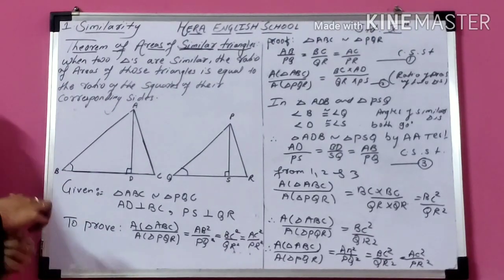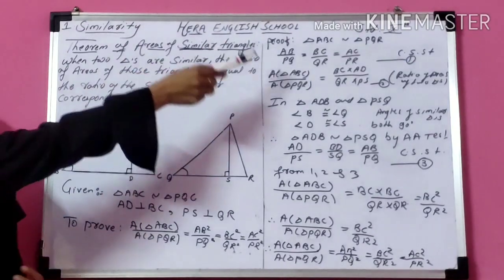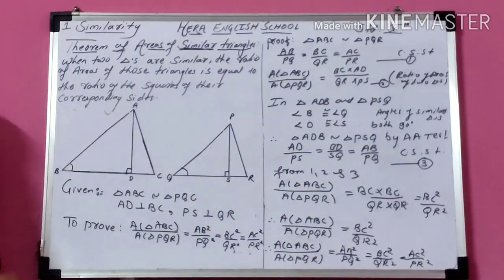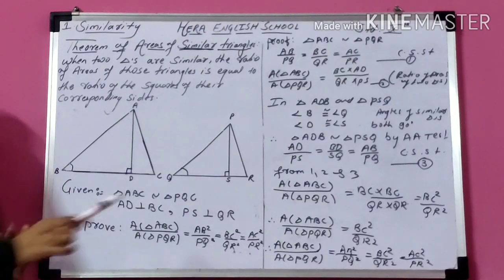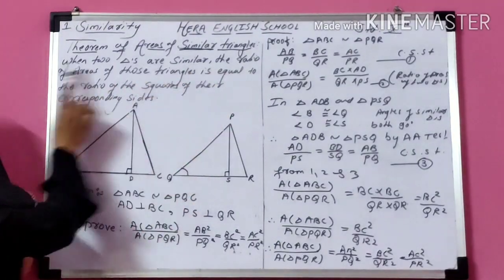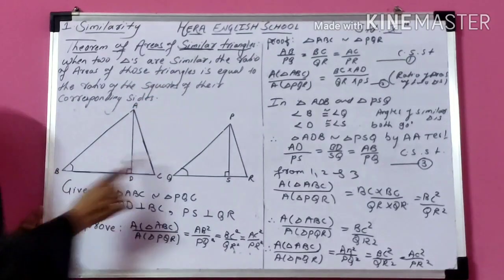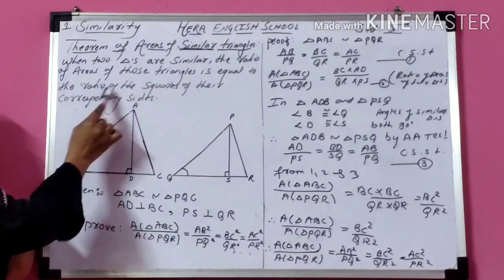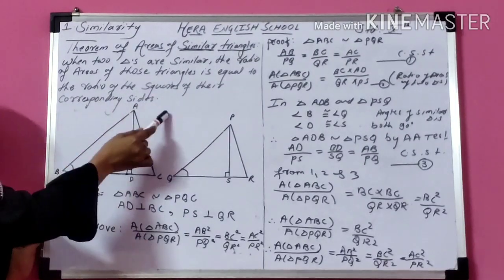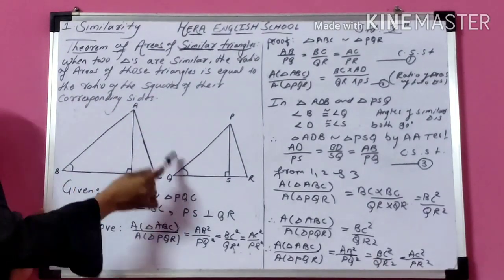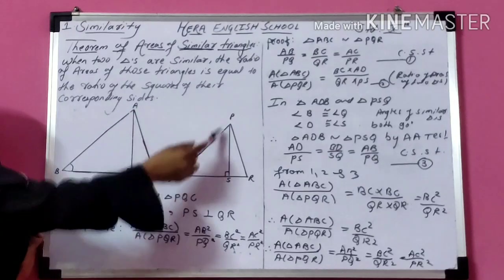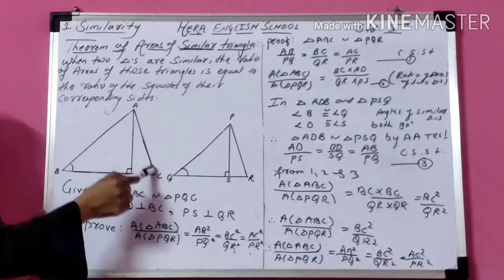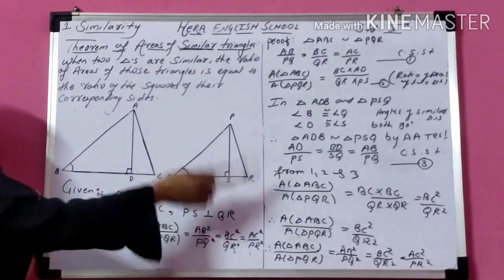Again I am repeating. Theorem of areas of similar triangles: when two triangles are similar, that means here in this theorem the triangles are already similar, then the ratio of areas of those triangles is equal to the ratio of squares of corresponding sides. So corresponding sides are AB, PQ, AC, PR, BC and QR.